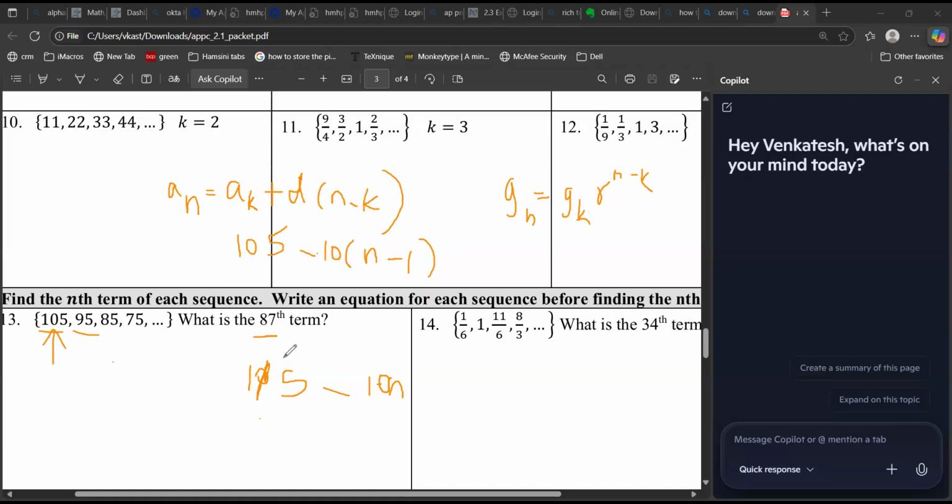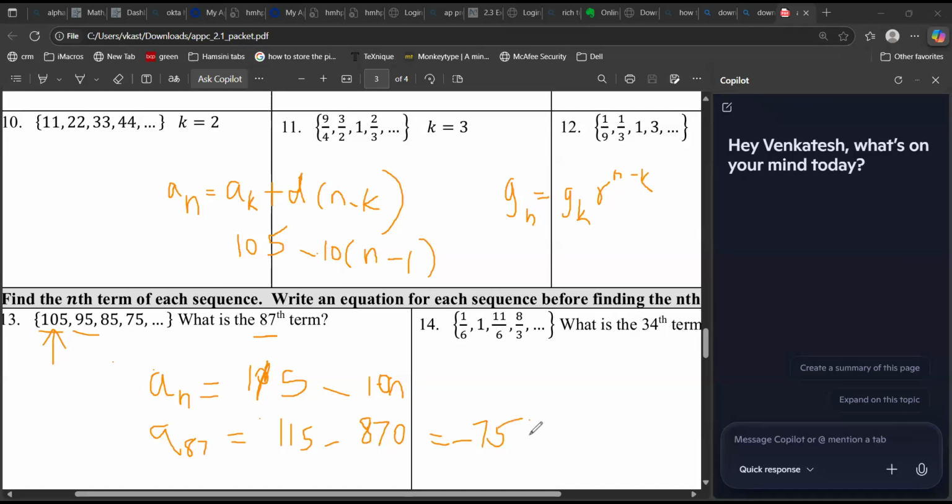So 115 minus 870. You got it? An will be equal to 115 minus 10n. Here the 87th term means A87. A87 will be equal to 115 minus 870. What is 115 minus 870? So that will be minus 755. Make sense? Oh yeah, I understand it now.